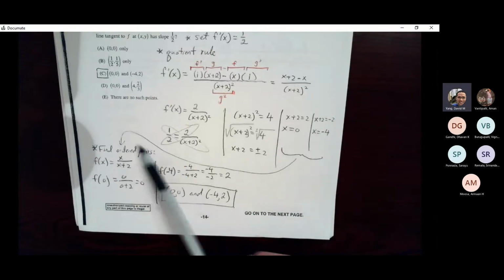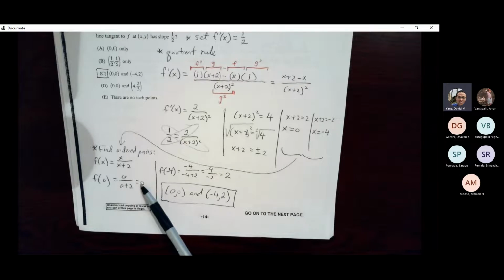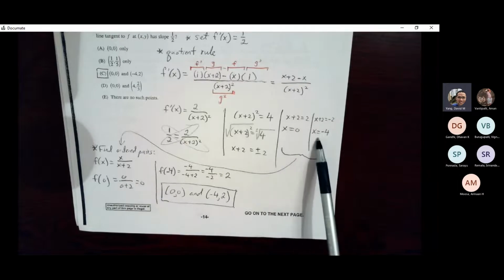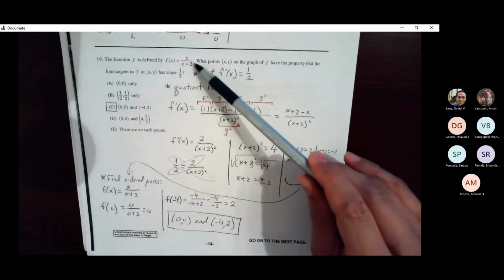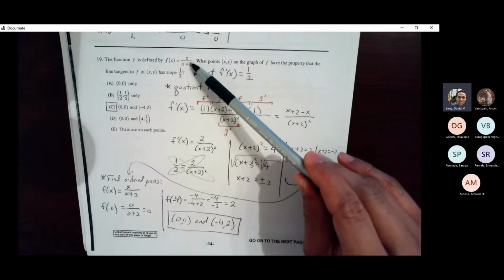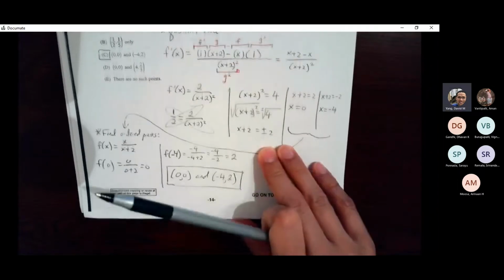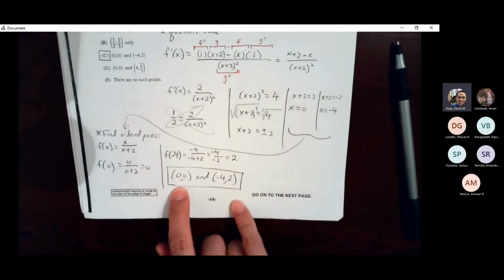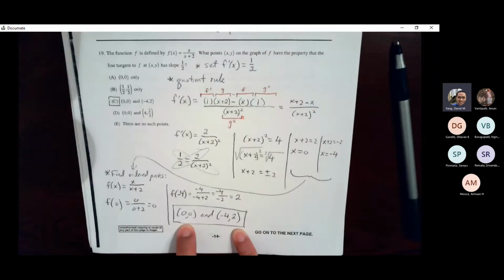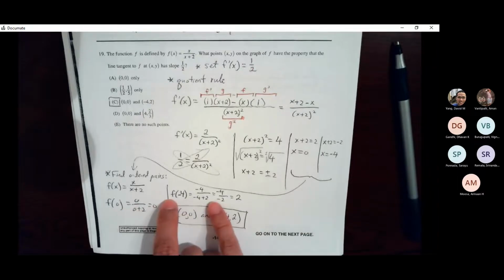So 0 back into the original function will give us 0 over 0 plus 2, which is 0. And evaluate the function at -4. Insert -4 into the original function, that is. We get -4 over -4 plus 2. So -4 over -2, which is a +2. Right, so we have both those ordered pairs and we're looking for (0, 0) and (-4, 2).